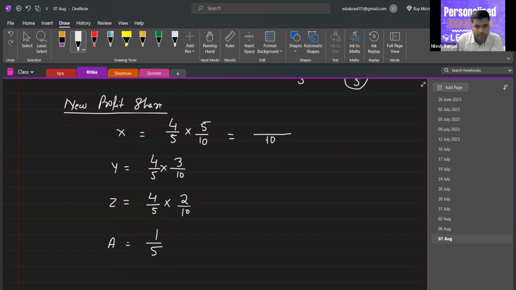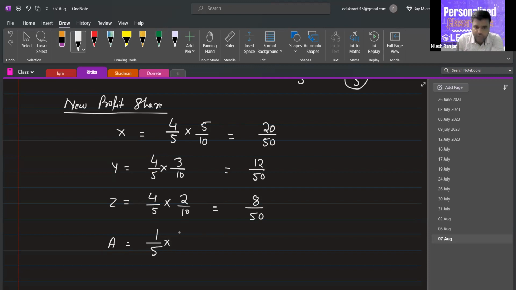We don't have to deduct here. Okay. So it will be 20/50, 12/50, 8/50, and A's share is 1 by 5.